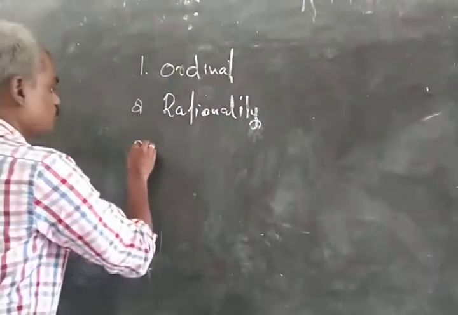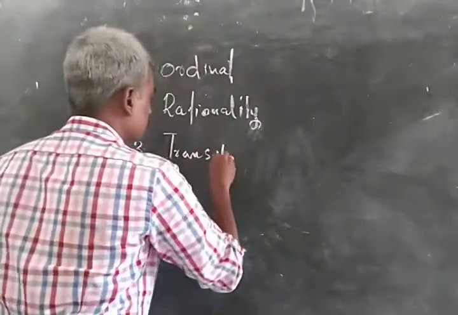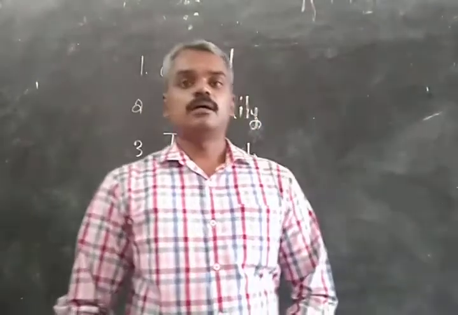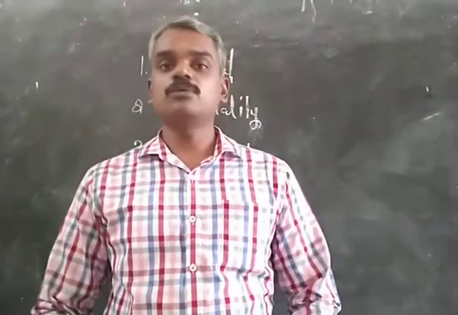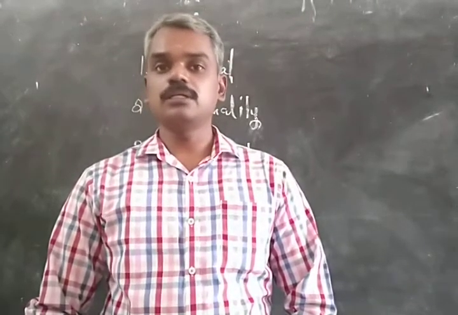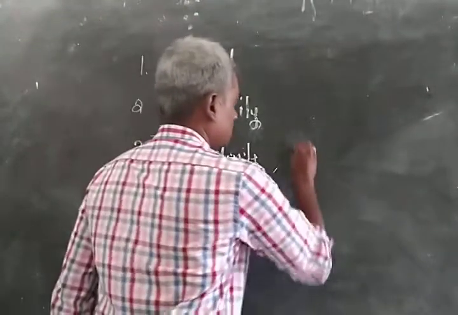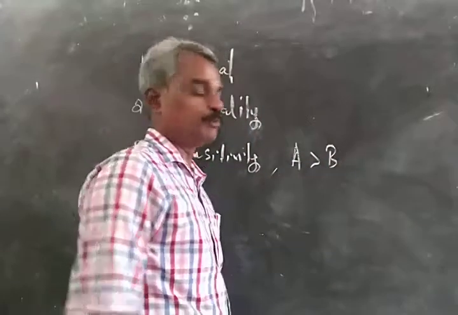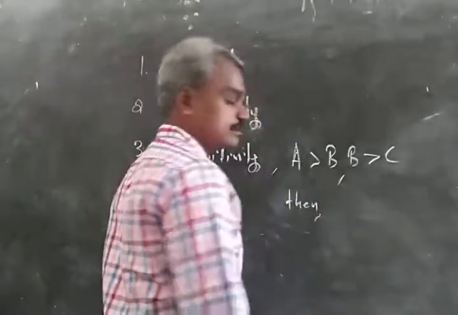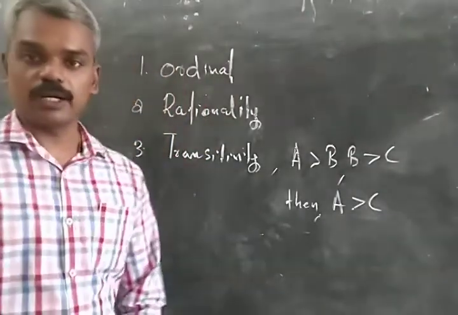And the third assumption of the indifference curve is transitivity. The assumption of transitivity says that if the consumer prefers combination A to B and combination B to C, then the consumer will always prefer combination A to C. That is, if A is preferred to B and B is preferred to C, then it is clear that the consumer will prefer A to C. This is the assumption of transitivity.